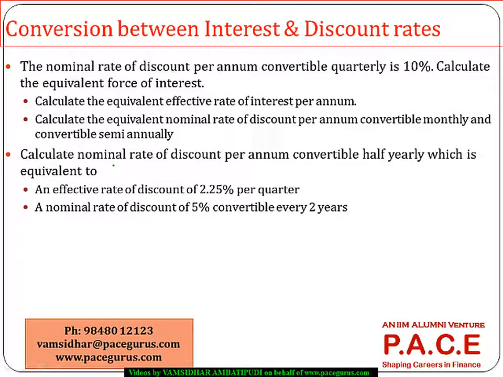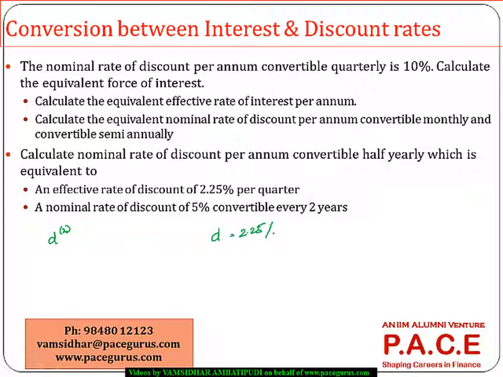Look at one more aspect here. Calculate the nominal rate of discount per annum convertible half yearly, which is equivalent to an effective rate of discount of 2.25 per quarter. So D2 is what I want to find out, or probably we will write it in a better notation. This is D2, the nominal rate of discount per annum convertible half yearly. This is what I have to find out. So the effective rate of discount for the quarter is 2.25.